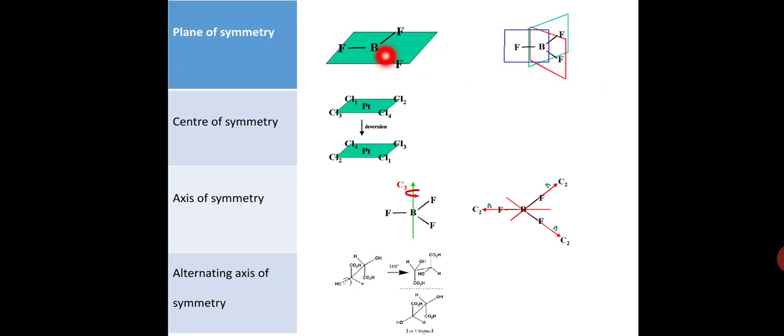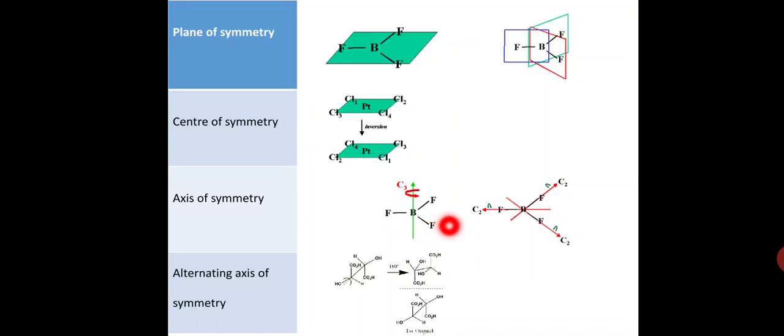As we mentioned earlier, a plane of symmetry is an imaginary plane. In the case of BF3, boron trifluoride, you can see there will be a plane like this on which the molecule will be lying, or you can have 3 planes like this. And for center of symmetry, in the case of PtCl4, you can have a center of symmetry. The point will be on platinum, and if you draw a line from this chlorine to platinum and then extend the same distance to the opposite side, you will reach the same chlorine atom. So this has a center of symmetry.